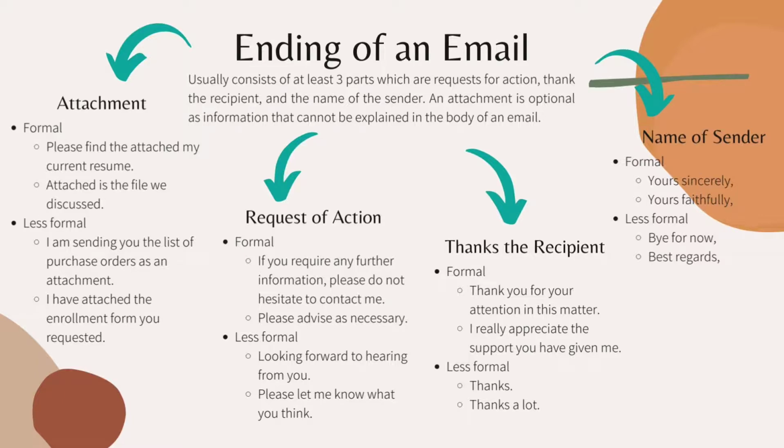Firstly, attachment. Formal formats for attachment are: please find attached my current resume, and attached is the file we discussed. Less formal formats for attachment are: I am sending you the list of purchase orders as an attachment, and I have attached the enrollment form you requested. Second, request for action. Formal formats for request for action are: if you require any further information, please do not hesitate to contact me, and please advise as necessary.